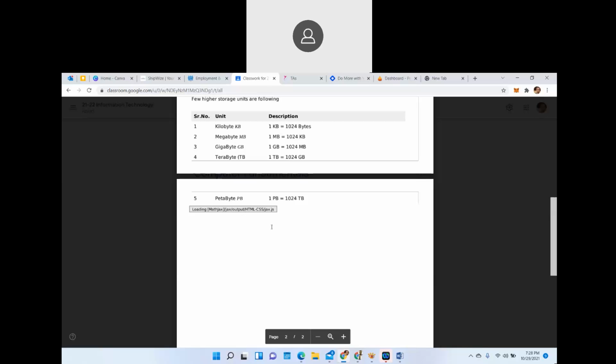1024 kilobytes is equal to 1 megabyte. 1024 megabytes is equal to 1 gigabyte. 1024 gigabytes is equal to 1 terabyte. 1024 terabytes is equal to 1 petabyte. So if you have a 4 gigabyte flash drive, if we approximate it, you're saying you have a 4000 megabyte flash drive.